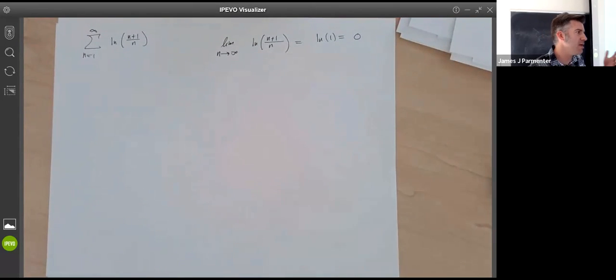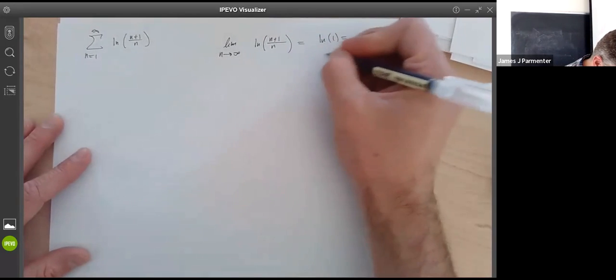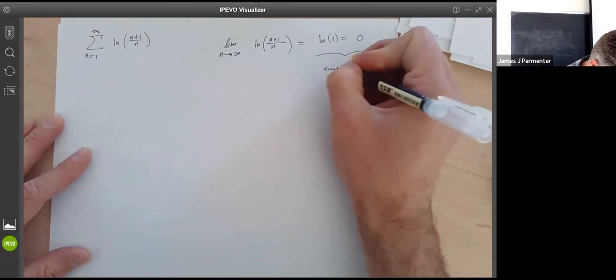Great. What does that mean? Right, exactly. That's the best answer I can think of. If the limit of the sequence is 0, it means the series could converge, but it could also diverge. It really means at this point, anything can happen at this point.